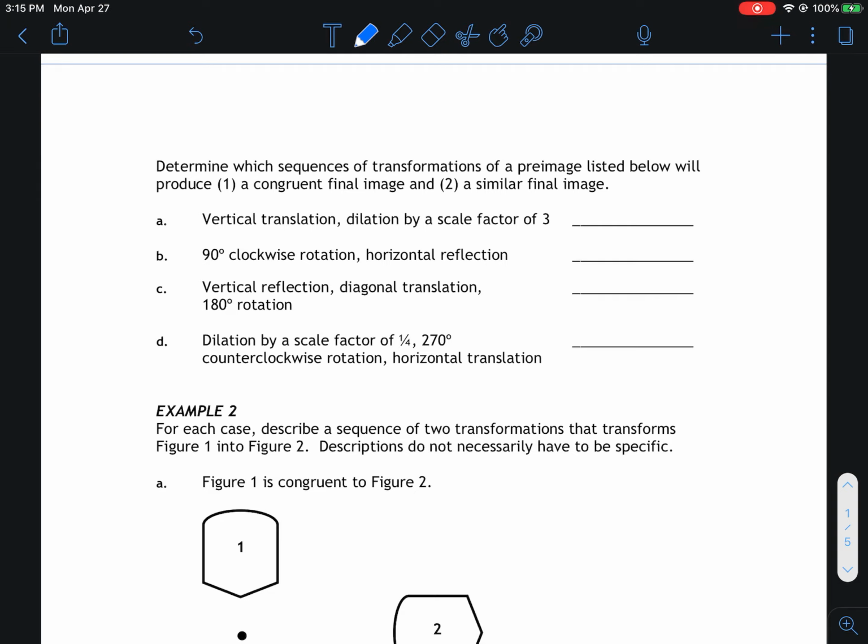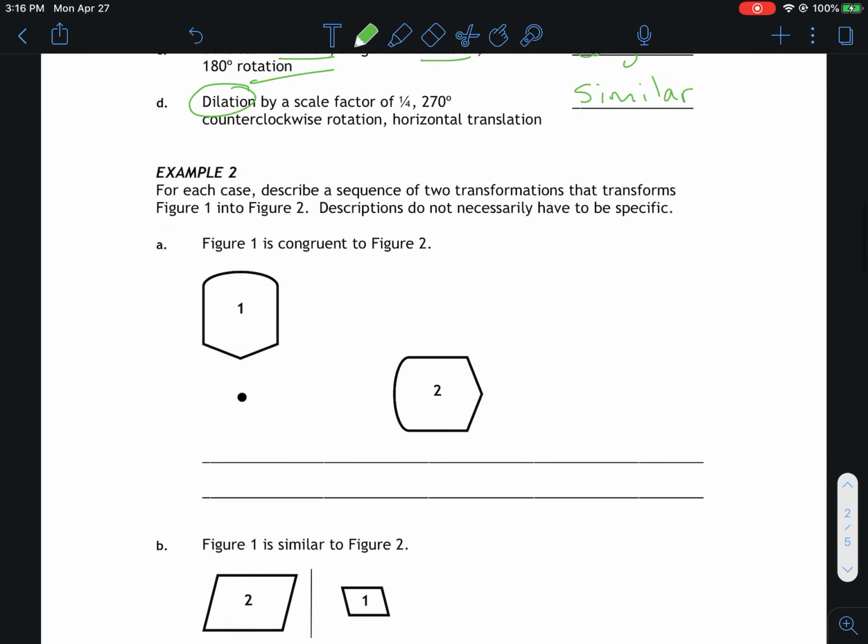All right, so our next one here, for example 1, we're just going to write either that it's similar or congruent. So if there is a vertical translation and a dilation, because there is a dilation, that automatically means that they will be similar and not congruent. With a rotation and a reflection, they are congruent. If there is a reflection, a translation, and a rotation, still congruent. And then if we look at the dilation, remember dilation means similar automatically, no matter what else happens.